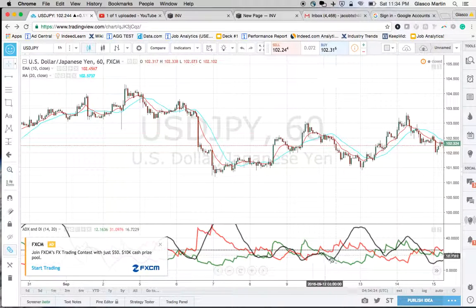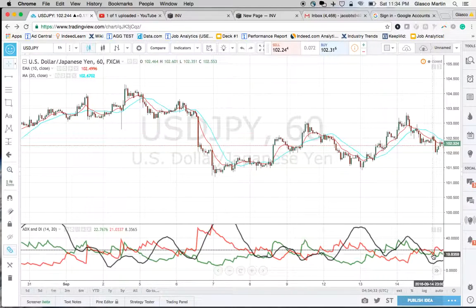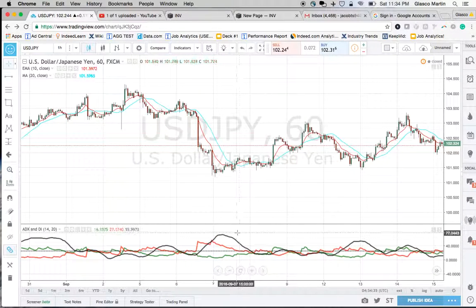Like I said, sometimes the ADX line will be below the 25 on the hour, but above the 25 on the 30-minute. So you'll want to check that, of course.